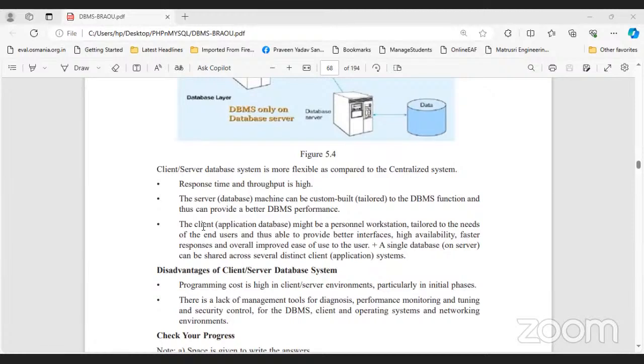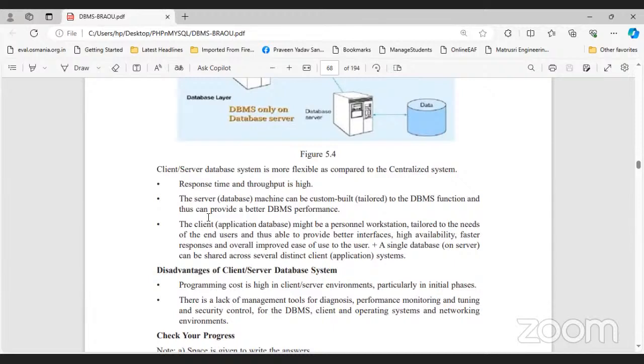So this is your book. Any doubts, please ask me. Sir, can you explain the architecture of DBMS? Architecture of DBMS, yes, okay.